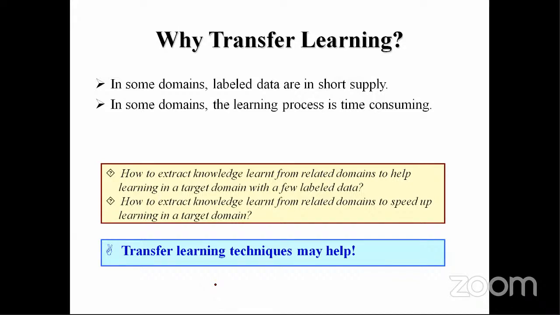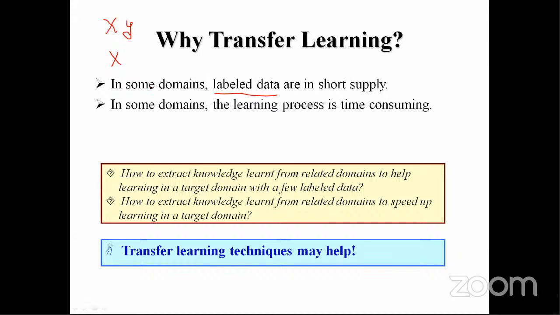Why do I need transfer learning? I can give you some examples. In some domains, labeled data matters when you're going for supervised learning. All over the world, if you have X and Y, you will get better results than if you have only X. X is the input data, Y is the labels.